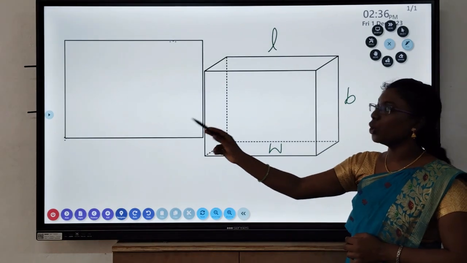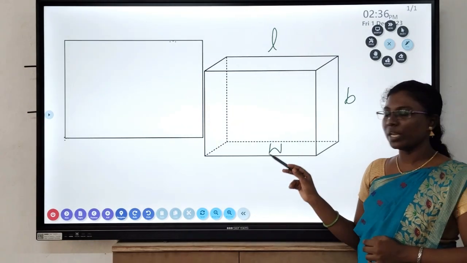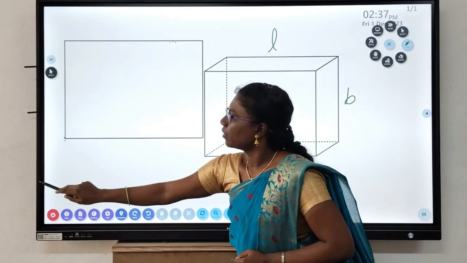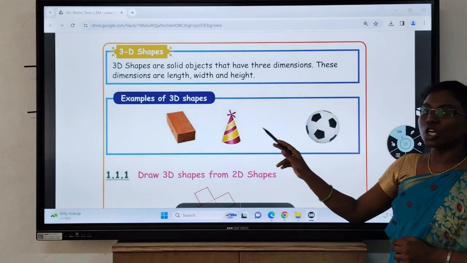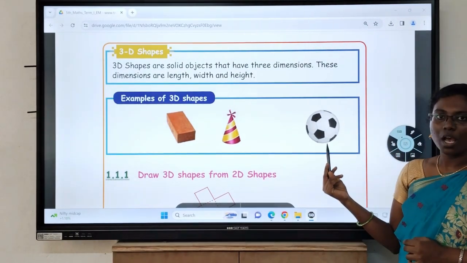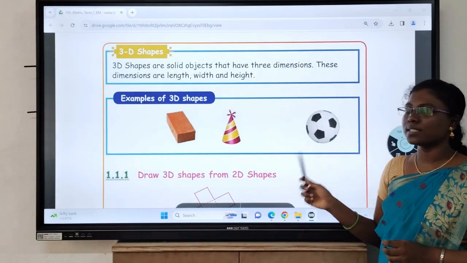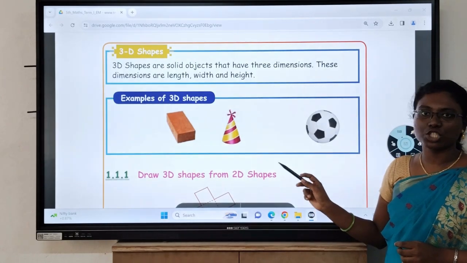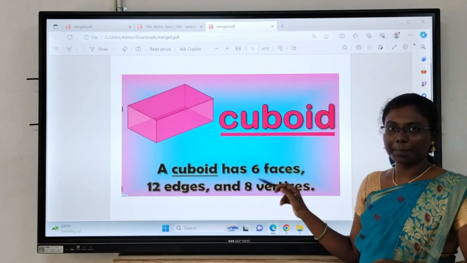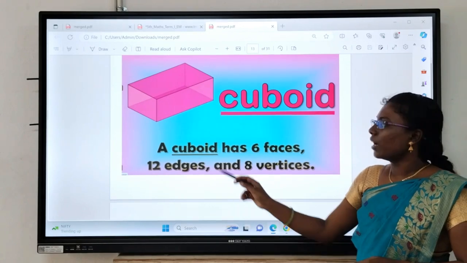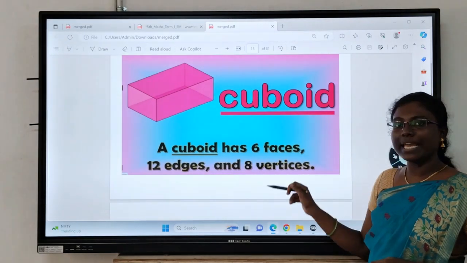Related to 2D shapes, we have 3D shapes here. And few more examples is given in your book, which is first one cuboid, next cone, and the third one is sphere. So we have properties for 3D shapes also. Now let us see about properties of 3D shapes. First, we are going to see about cuboid shape. What is cuboid? A cuboid which has 6 faces, 12 edges, and 8 vertices.